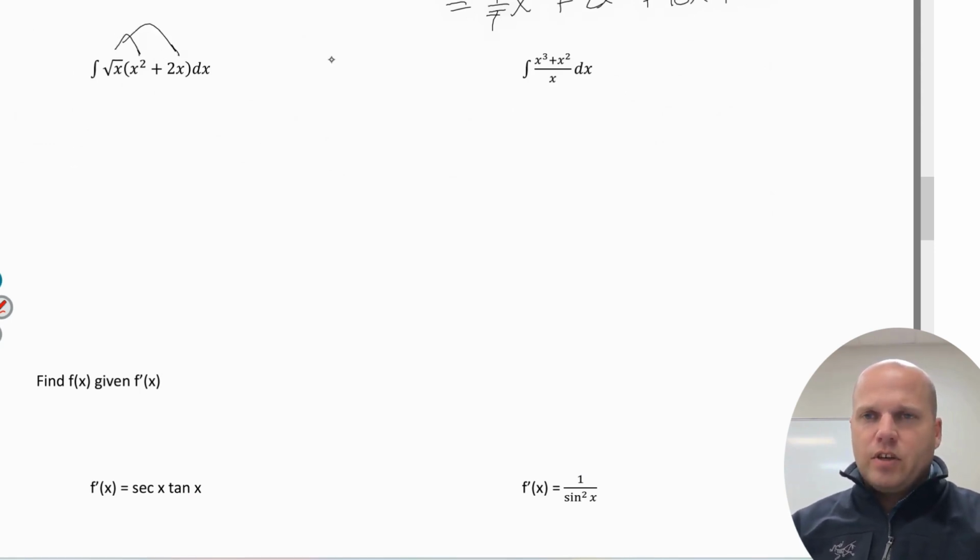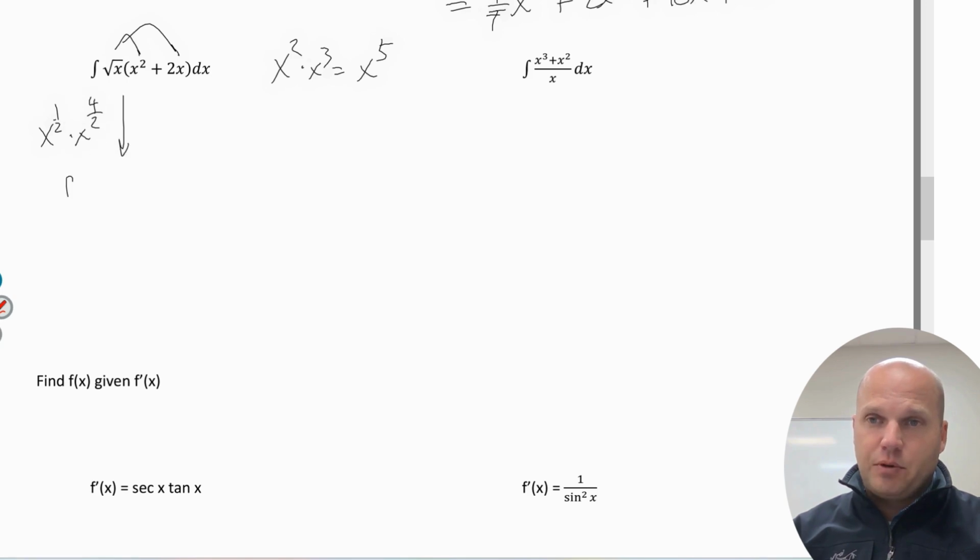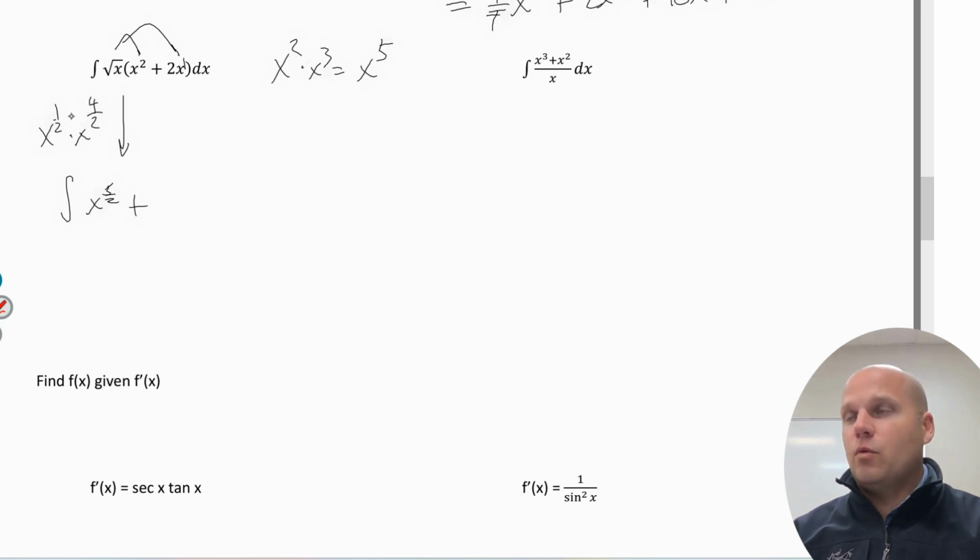Like the one above us, we have to multiply. Now, how do you multiply? Well, if I asked you what's x squared times x cubed, you know that it's x to the fifth. What did you do? You added those exponents together. Well, if I asked you what's x to the 1/2 times x squared, well, x squared is x to the 4/2. You get that this simplifies to be x to the 5/2. X to the first times x to the 1/2 is x to the 3/2.